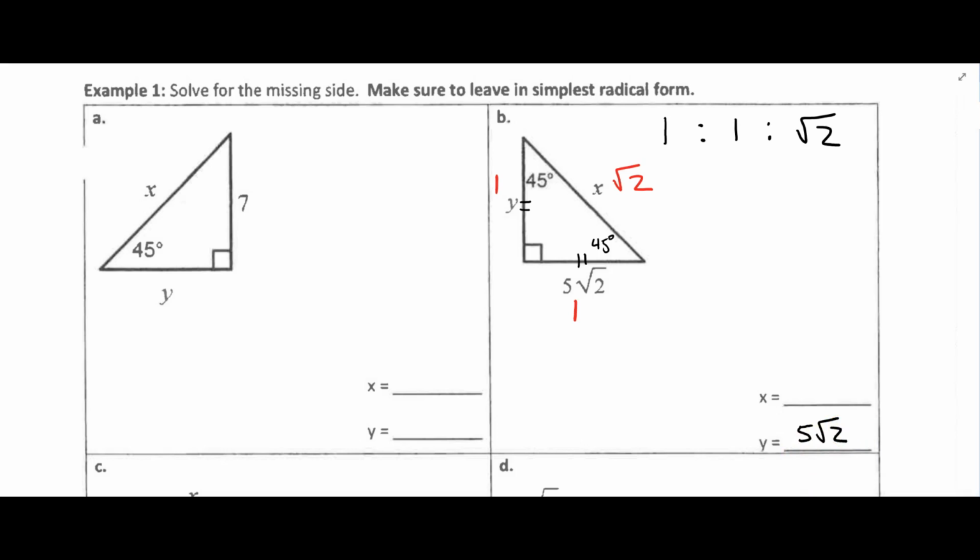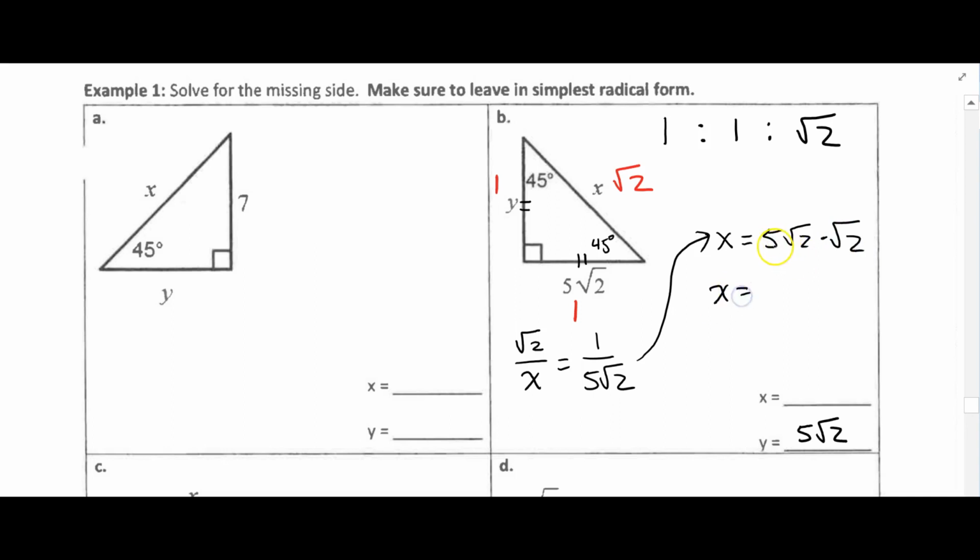So I'm going to do red over black. So I have square root of 2 over x. And then red over black for this leg is going to be 1 over 5 root 2. And then we'll cross multiply. So I have x times 1, which is x, and then 5 root 2 times root 2. So I get that x is equal to 5 times root 4. The square root of 4 is 2, so that's 5 times 2, or 10.